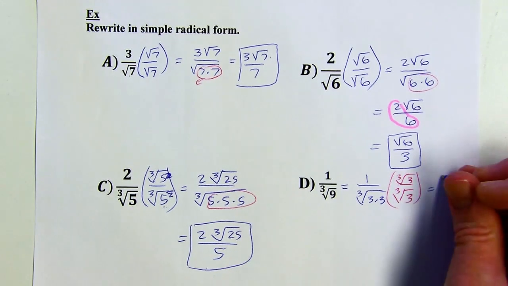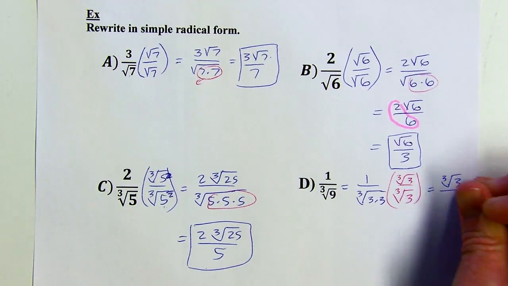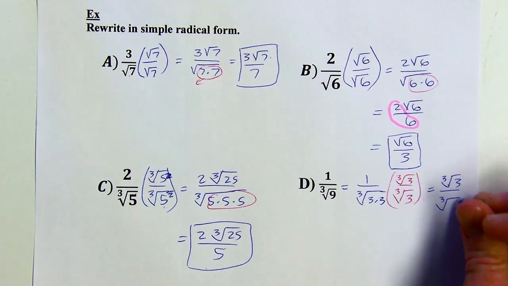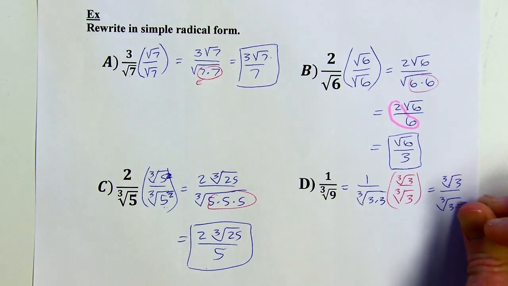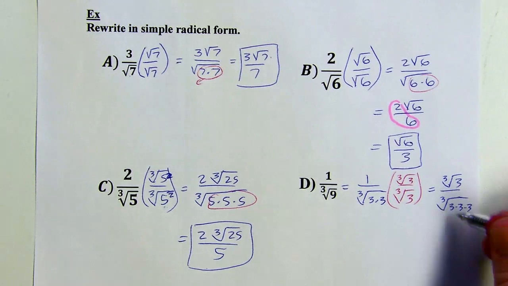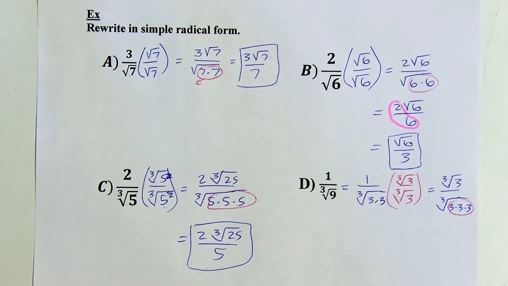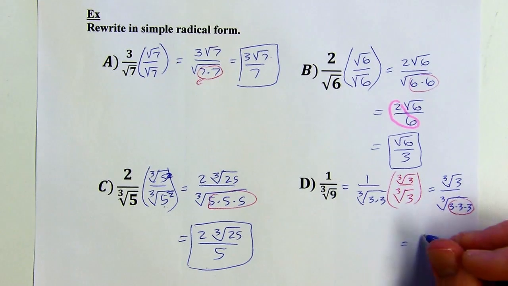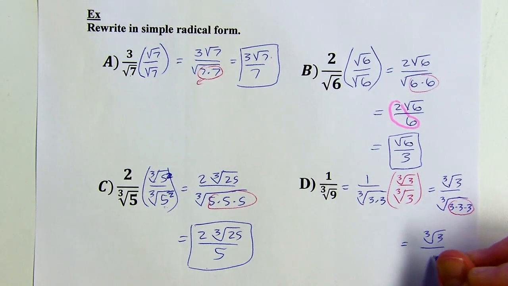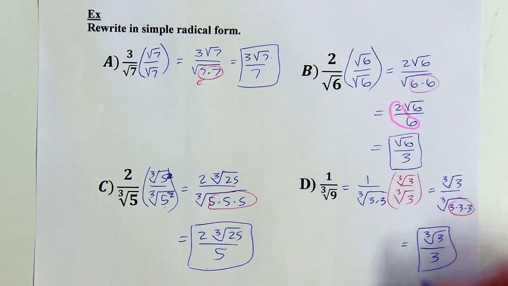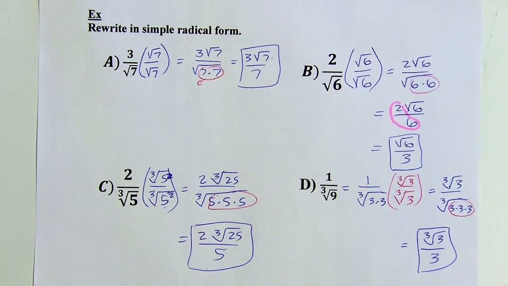Okay? So I've got the cube root of 3 then over the cube root of 3 to the third. And then the cube root of 3 to the third is going to be 3. So now I've got the cube root of 3 all over 3. Okay? All right.